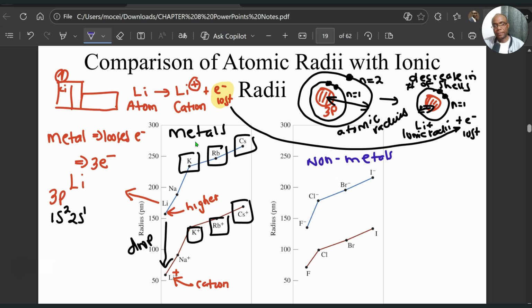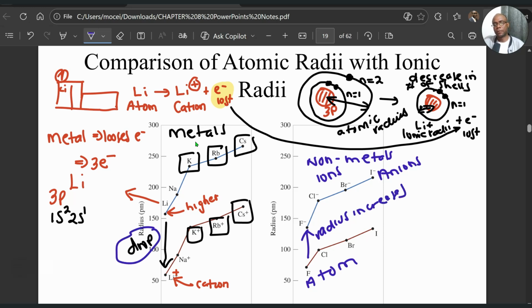What happens? It seems that these are the atoms down here, and these are the ions. Specifically, we call them anions because they have a negative charge. It seems like the radius increases. For metals, there was a drop. For nonmetals, there's an increase. What is the reason? Let's focus on the atom of fluorine.